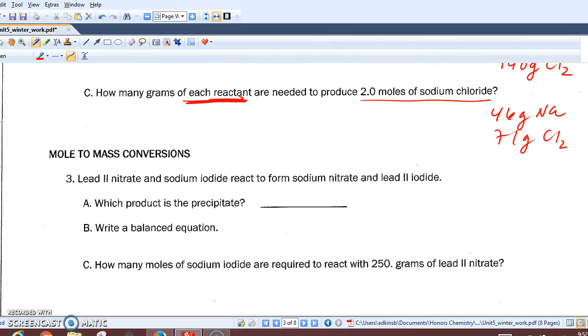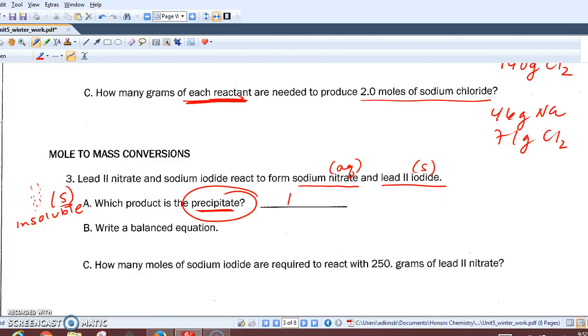And then the last recap question: lead 2 nitrate and sodium iodide react to form sodium nitrate and lead 2 iodide. So these are your products, and they're asking which one's the precipitate? If you remember your solubility rules, we're looking for the thing that is insoluble, which means it'll be a solid in solution, and it literally falls out of solution and forms the solid. So if you look at your solubility rules, we remember that anything with sodium is soluble, anything with nitrate is soluble. So this one's definitely going to be aq, which leaves that one to be the solid. So the precipitate would be PbI2.